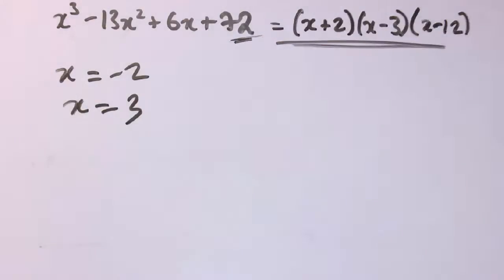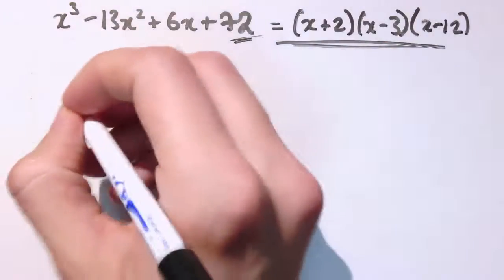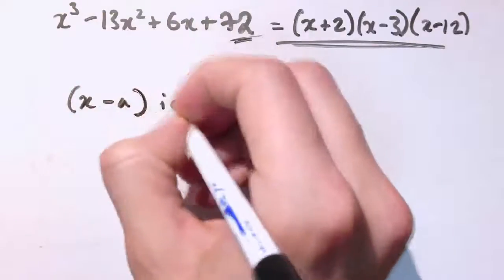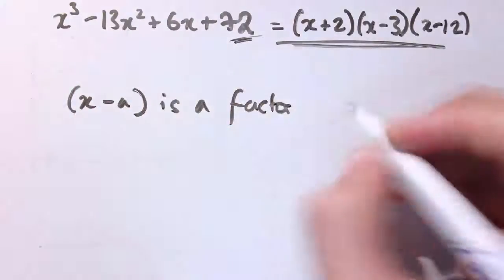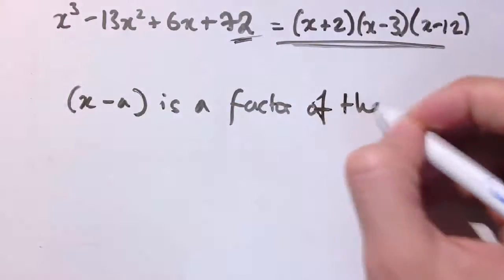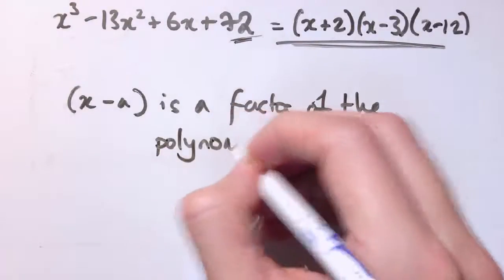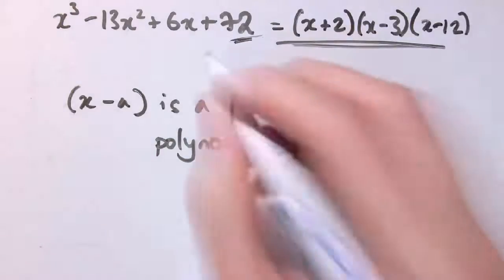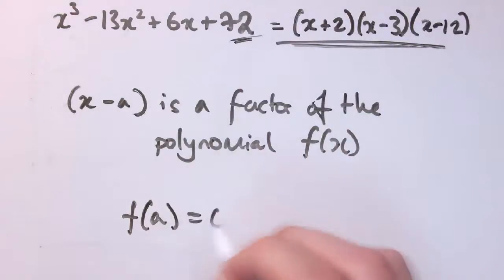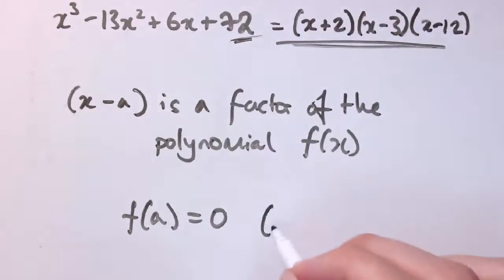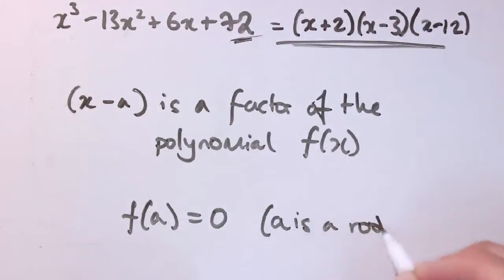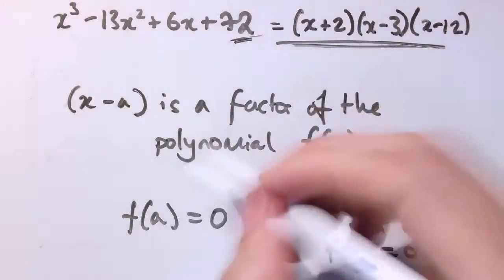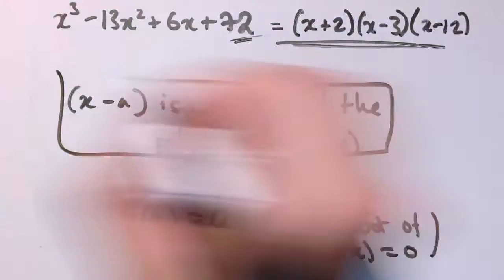So that's the crux of the factor theorem. This is sometimes stated a little bit more formally. I could write this down and say something like x minus a is a factor of the polynomial f of x. That's one statement that we're using. And the other one is that f of a is 0, i.e. a is a root of f of x equals 0.